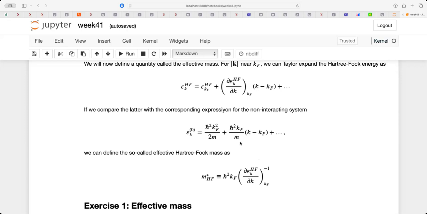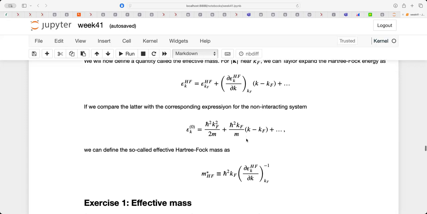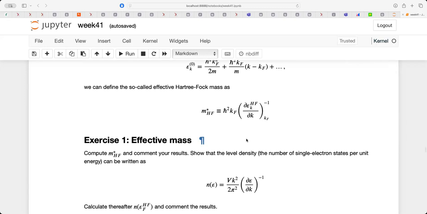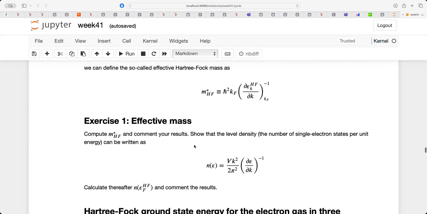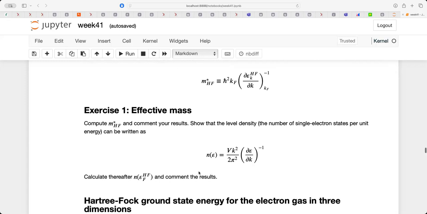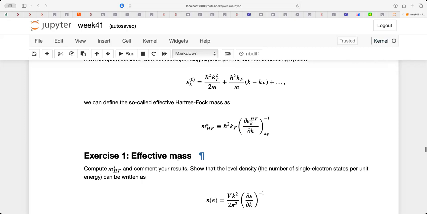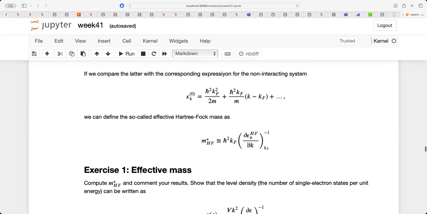So this is a modification of the kinetic energy due to higher derivatives. And what I have as an exercise is to show that when you compute this effective mass, you can show that the level density, the number of single electron states per unit energy, can be written like this quantity. And if you run these calculations, you can ascribe the fact that this term is going to diverge, because if I now take the derivative of the energy here, we will get a divergence at the Fermi level.